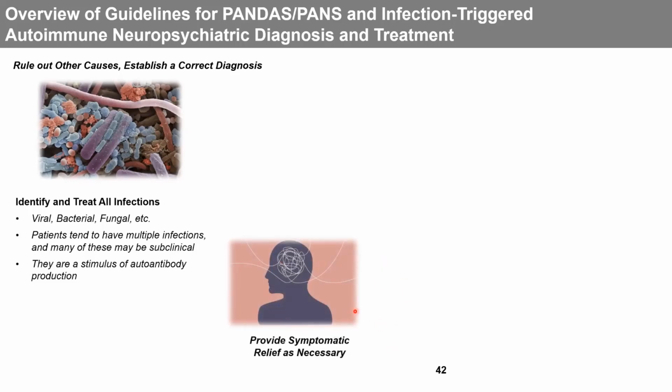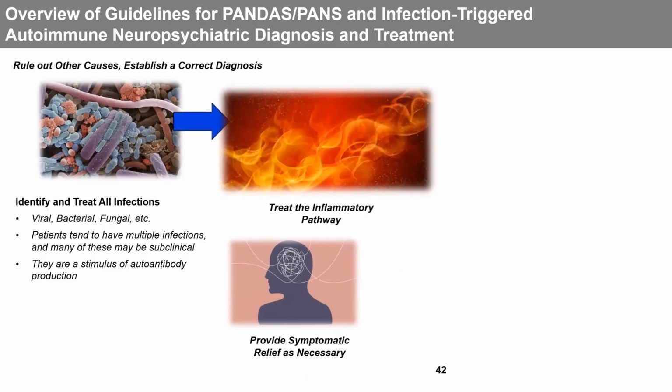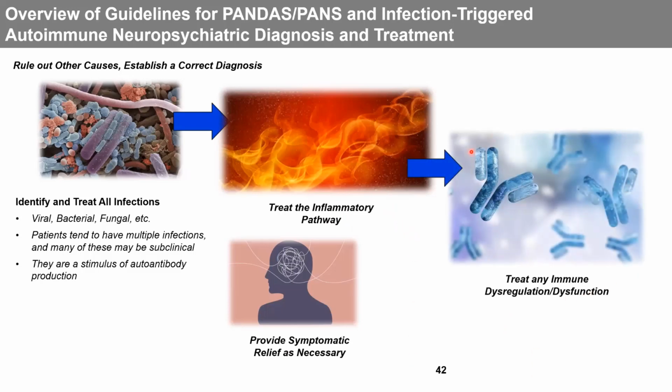The other is provide symptomatic relief as necessary, and then treat the inflammatory pathway. In some cases, about 30% of these patients respond to anti-inflammatories, as simple as NSAIDs as kind of a test. Many of these patients will also respond to steroids, and a steroid burst is one of the things that has been used. The other is to treat the immune dysregulation if this is not completely resolved. You recall the one patient who responded very rapidly to just azithromycin.